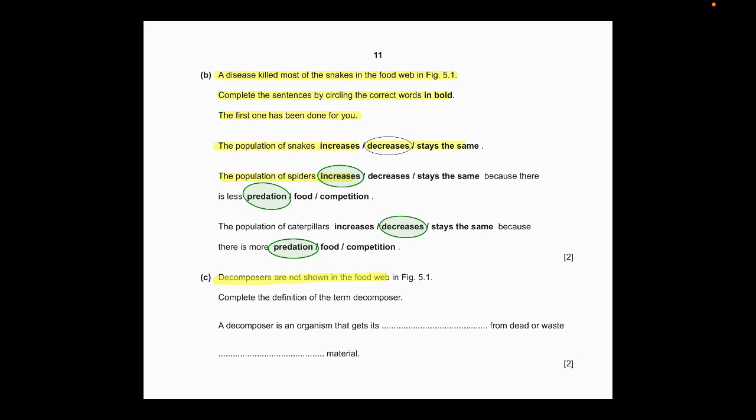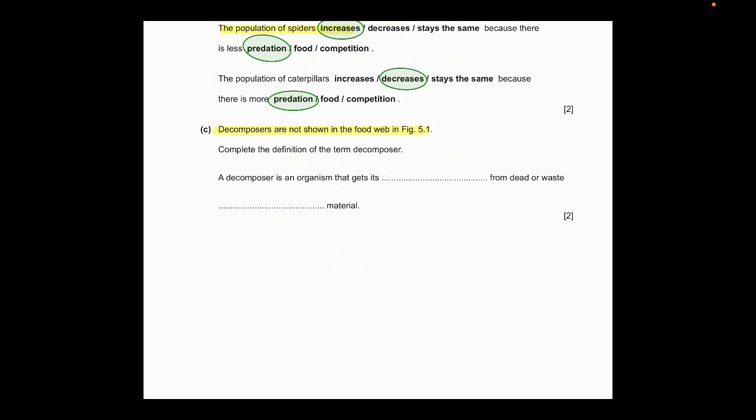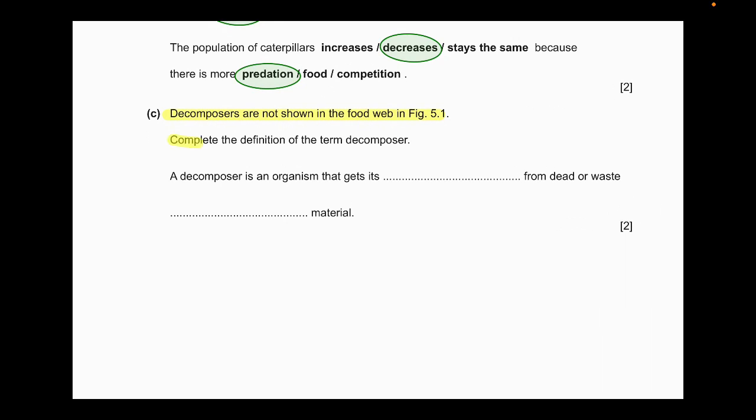Decomposers are not shown in the food web in 5.1. Complete the definition of the term decomposer. A decomposer is an organism that gets its dash from dead or waste material. So a decomposer is an organism that gets its energy from dead or waste organic material.